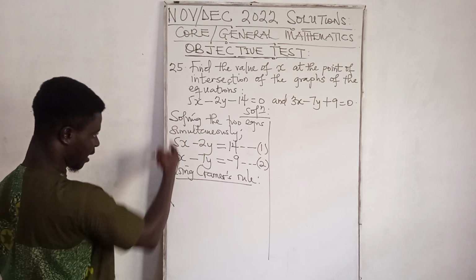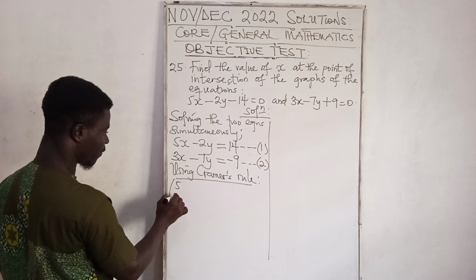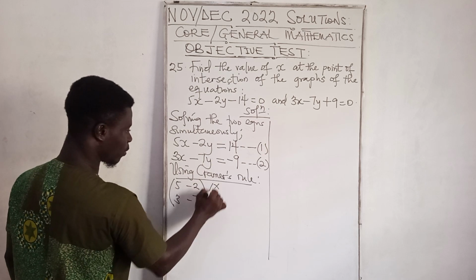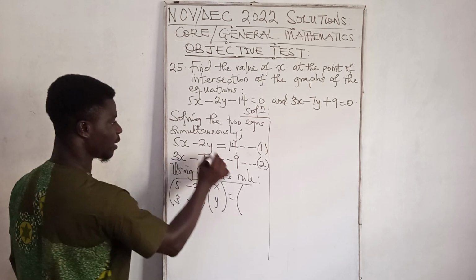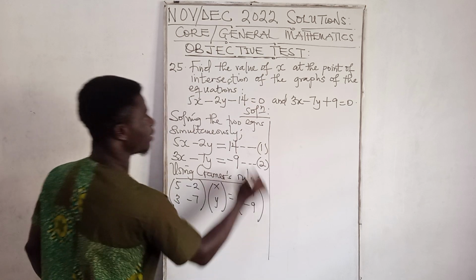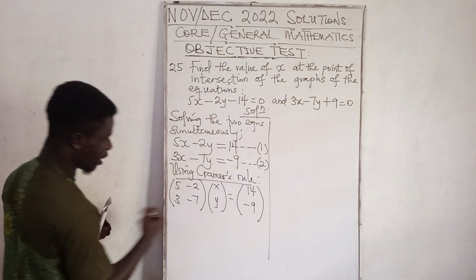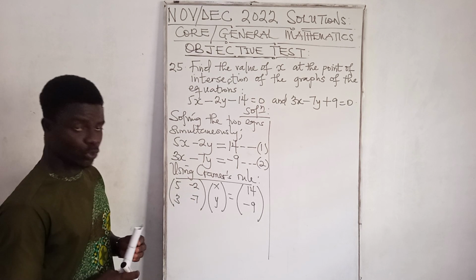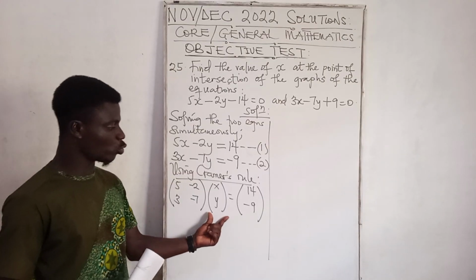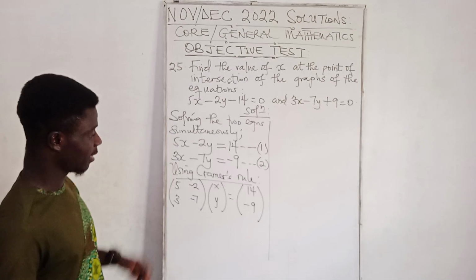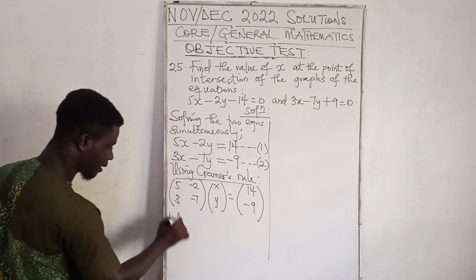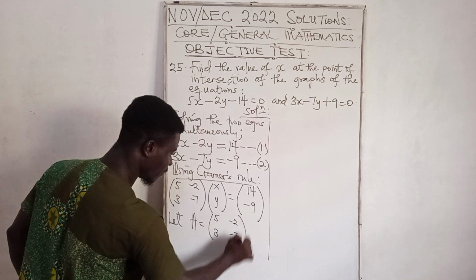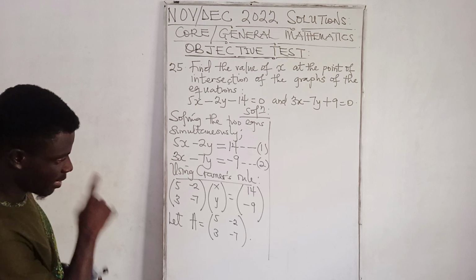So I have, these are the x's: 5, 3, then my y's, negative 2, negative 7. Then I have to multiply it by x, y, which must be equated to 14, negative 9. So I have a 2 by 2 matrix, a 2 by 1 matrix, and a 2 by 1 matrix. So now I can say let matrix A be equal to 5, 3, negative 2, negative 7. I'm using the Cramer's approach.